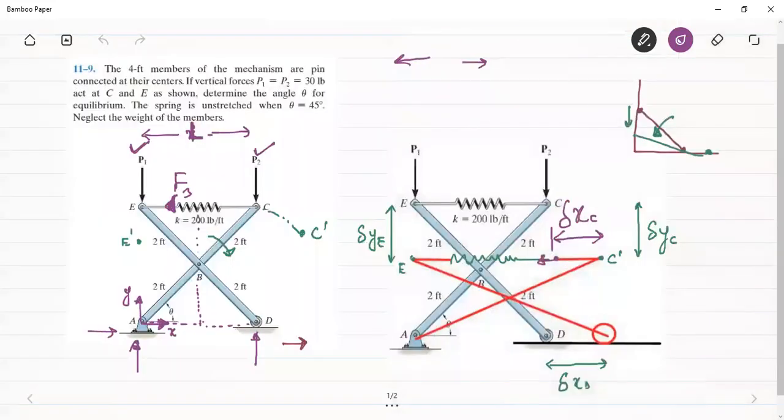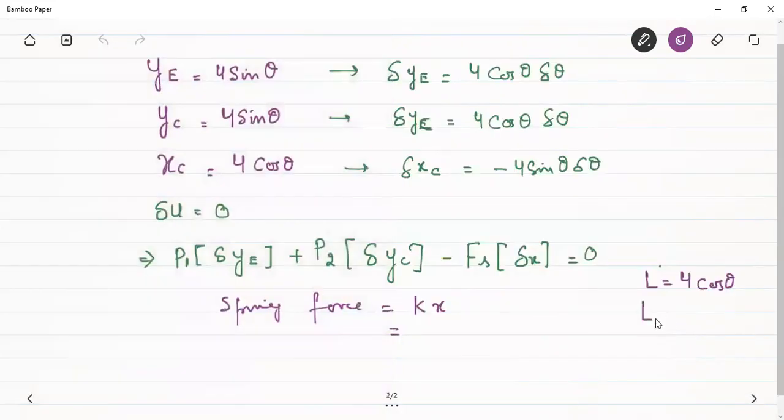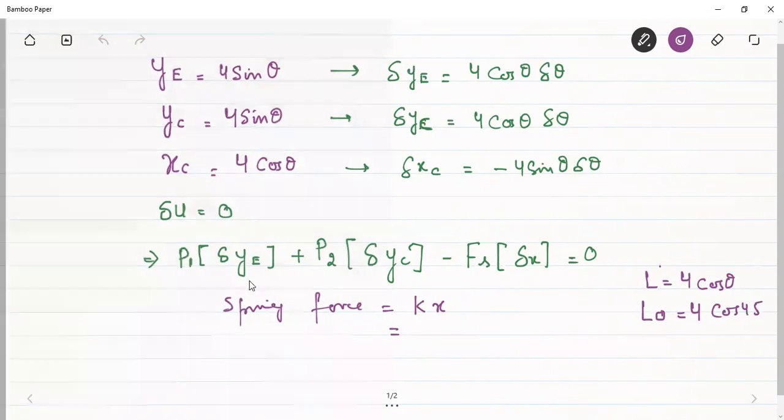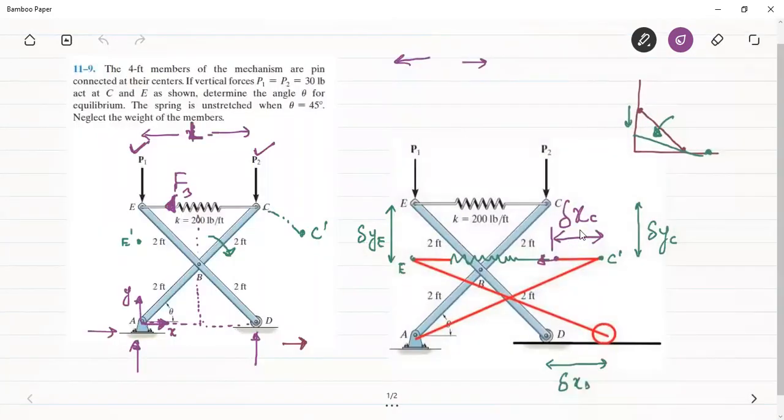What is the unstretched length of the spring? The spring is unstretched when theta is equal to 45. Then we have to put here theta is equal to 45. Therefore, the unstretched length, denoted by L naught, will be equal to 4 cos 45. So don't consider this as the stretch of the spring. It is what we call the virtual displacement caused. The spring might be in the stretched position already. This is the spring force.